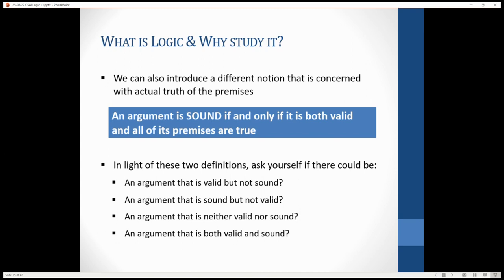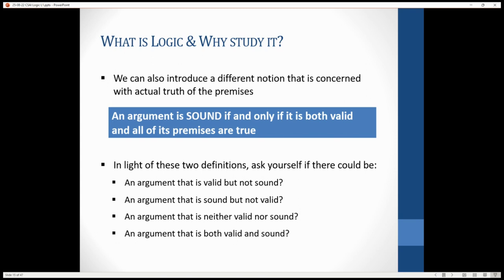Cool, look at this. We're not even 10 slides in and we're already doing metalogic. It's amazing. Good job. So in light of these definitions, we might ask ourselves a bunch of other things. Could we have an argument that's valid but not sound? Can anybody give me an example? Yeah, the Mars's Moons one, right? That's a valid argument, but by definition can't be sound because at least one of the premises is false.